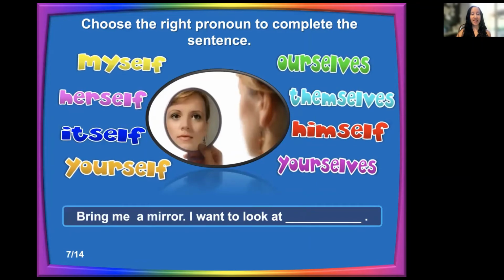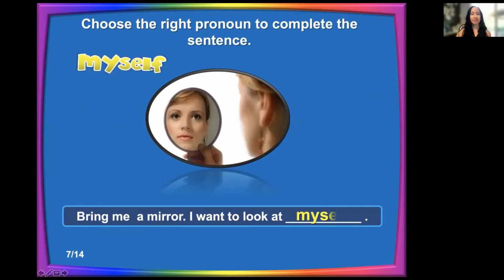Help me read this together. Bring me a mirror. I want to look at, what does the picture show? What could be the pronoun? Bring me a mirror. I want to look at myself, okay? This is me. Me is the pronoun. Myself is the reflexive pronoun, okay?